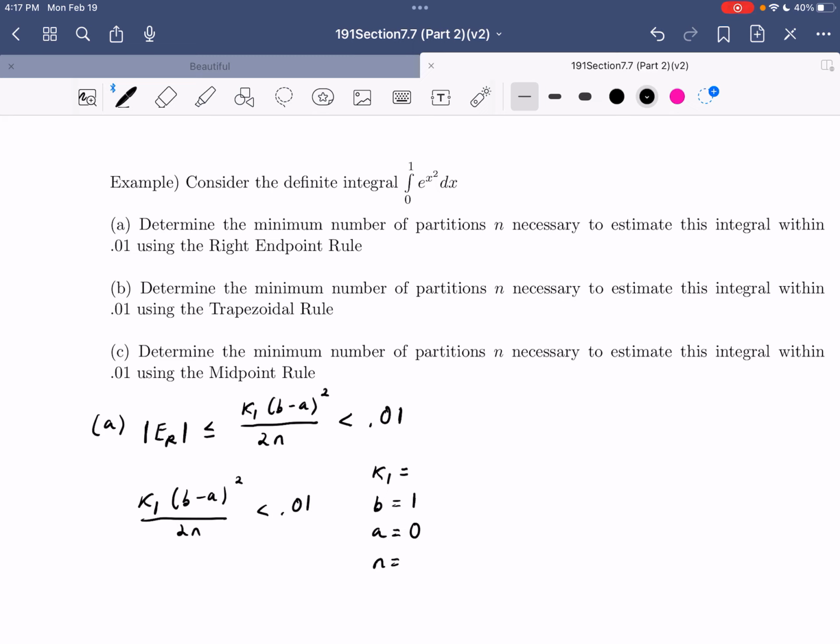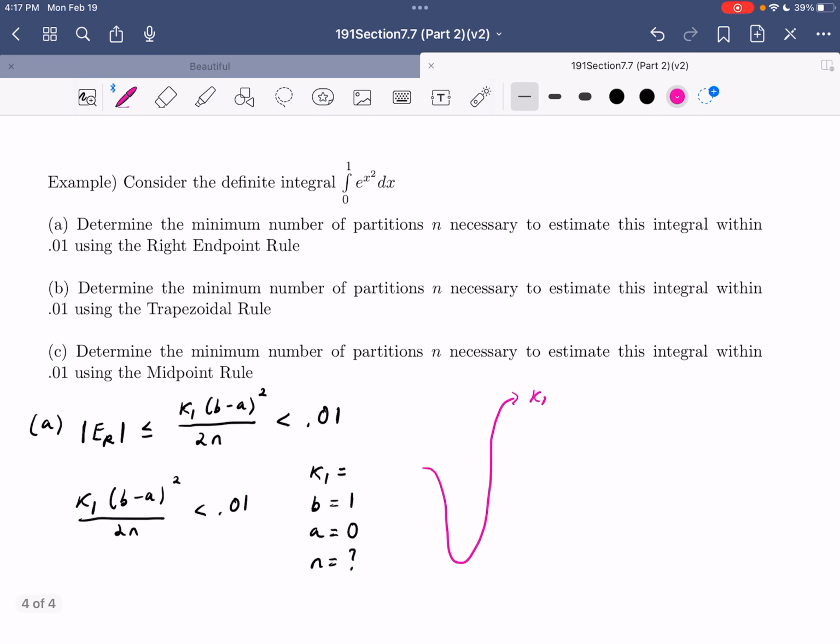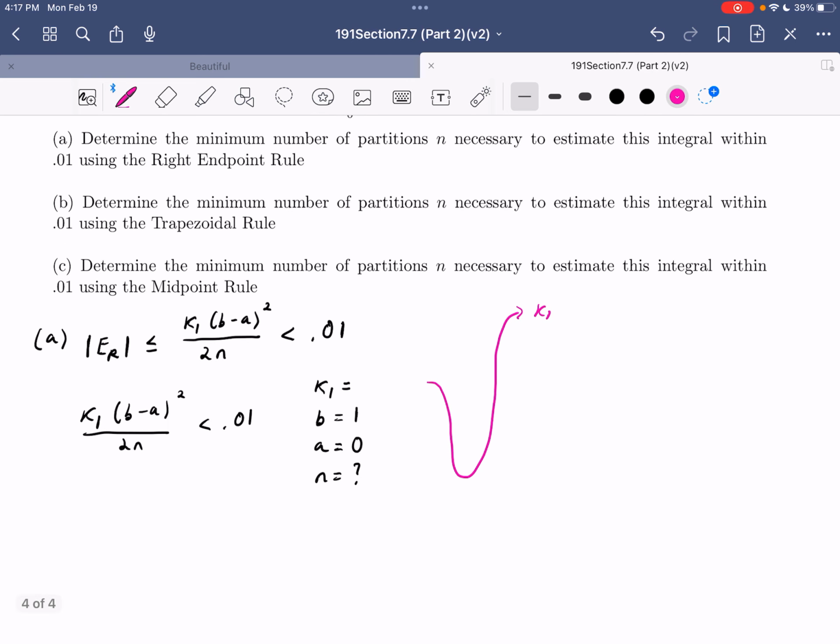N, of course, is the number of partitions. This is what we're looking for. So this is our end goal. And k1, well, we learned that that's an upper bound on the first derivative. So let's go ahead and find that. So k1 is going to be an upper bound on the absolute value of the first derivative there.